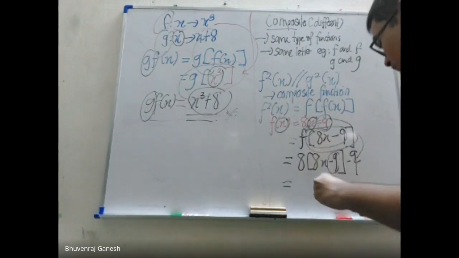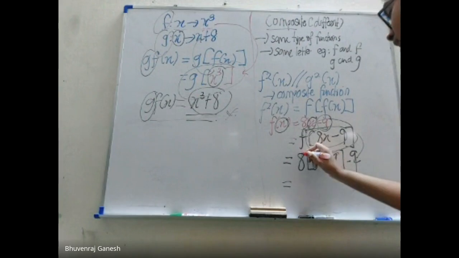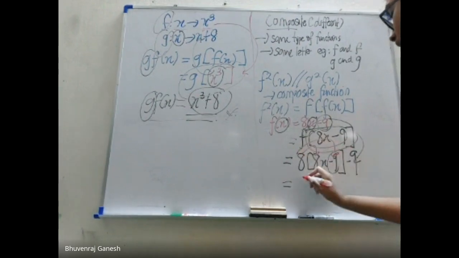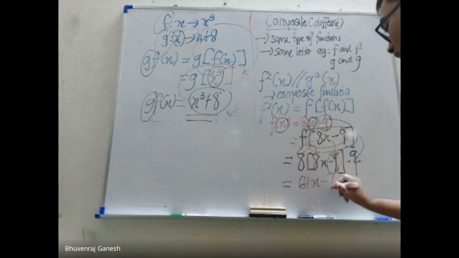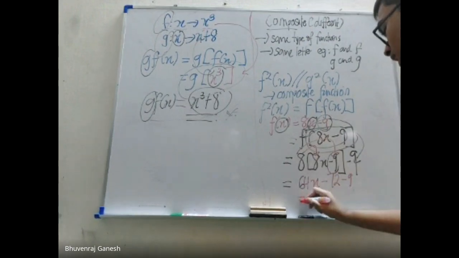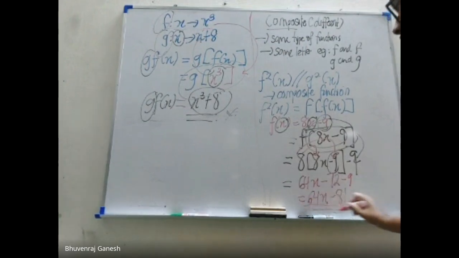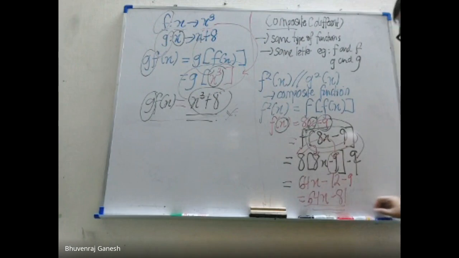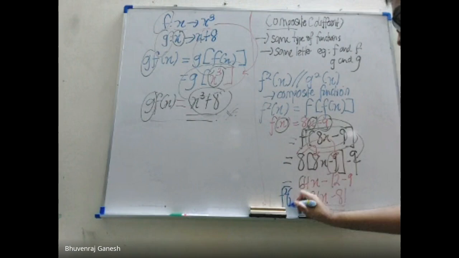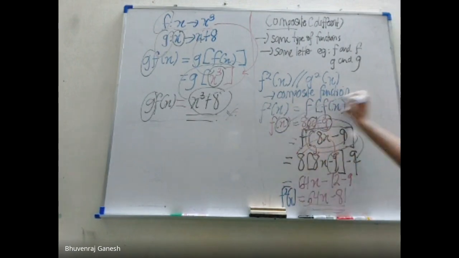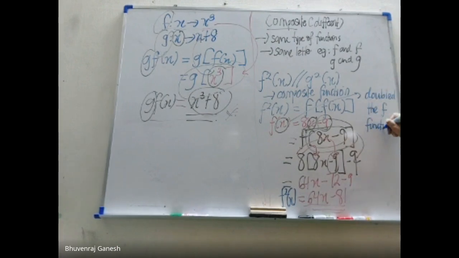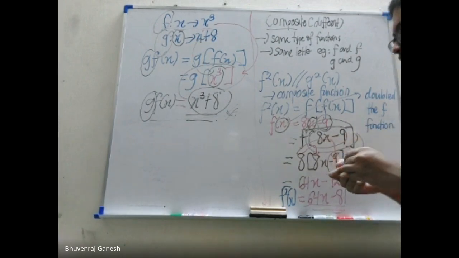So from here onwards, basic algebra. Expand here, expand here. So you'll get 64x minus 72 minus 9. So you will get 64x minus 81. So what does this represent? 64x minus 81. So what is the thing on the left hand side? So it's actually f square x, because we doubled the f function. So this is what we are doing here.